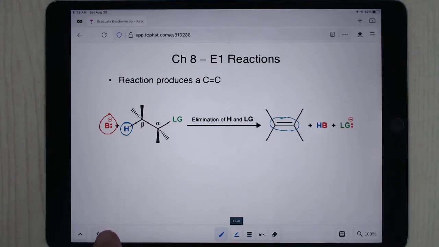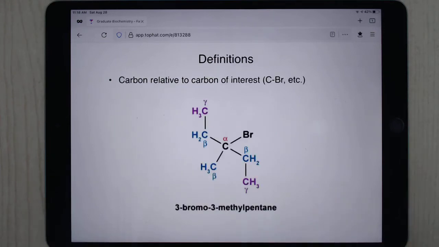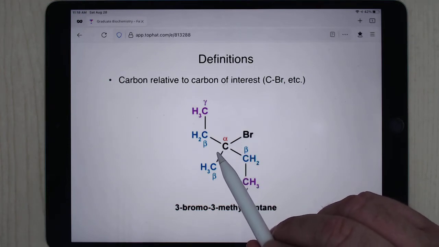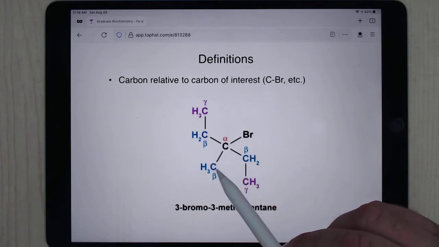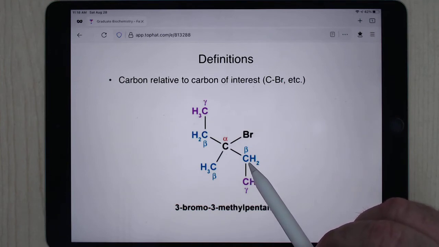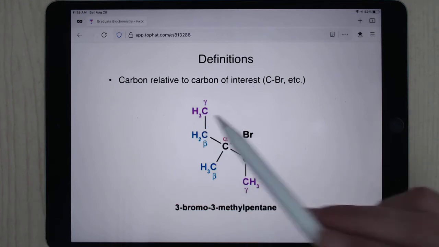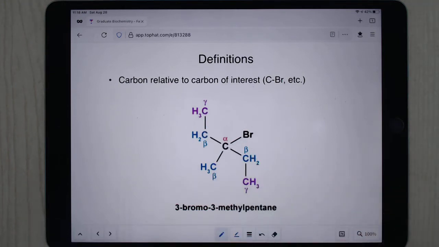Okay? So just a bit of nomenclature. The carbon that has the leaving group on it is considered the alpha carbon. The beta carbon is the one that's immediately adjacent to it. If you go one further out, that would be the gamma carbon. So it's alpha, beta, gamma. And if you went one further out, it would be the delta one. I don't use that terminology very often, but I have seen it used before, so I wanted to make sure that you guys had at least seen it at some point. It's not completely foreign.